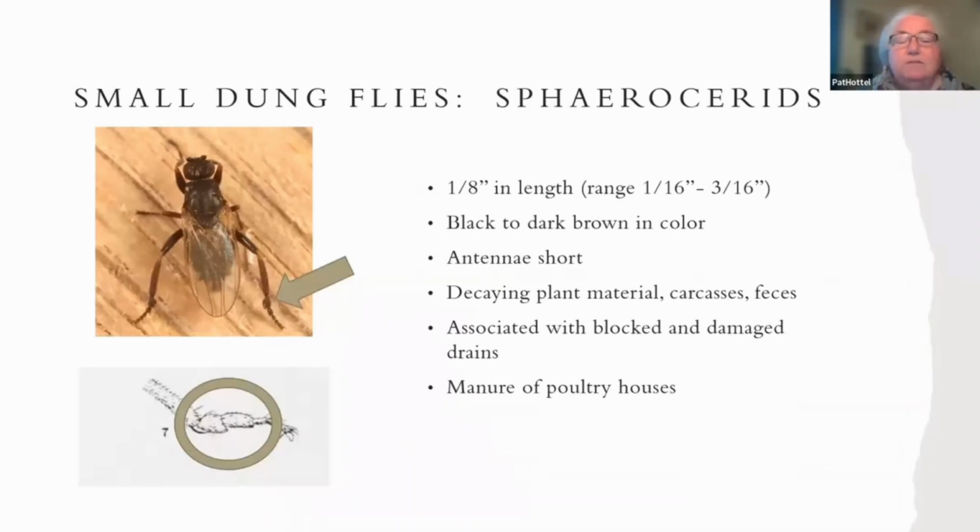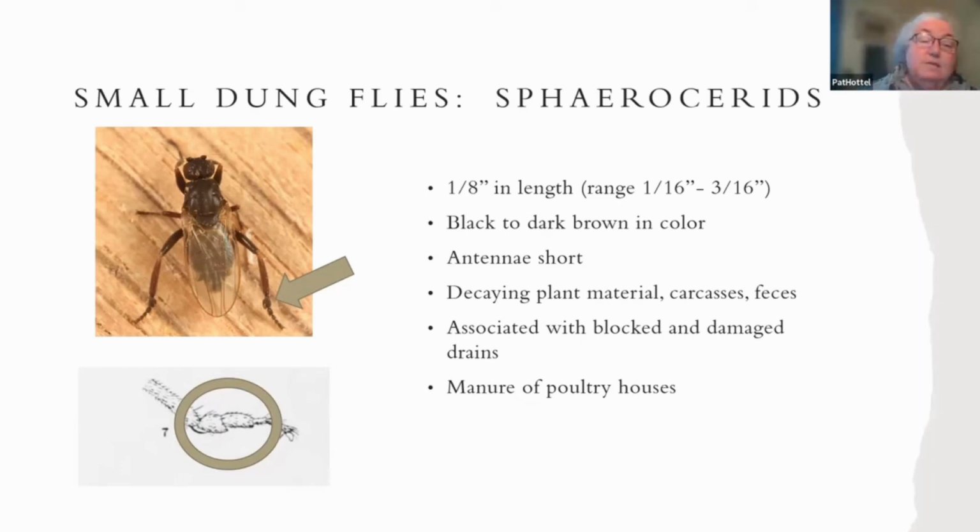All right, small dung flies, sometimes called sphaerocerids. People use that term rather than small dung flies because there are other flies that are called dung flies, right? So it helps differentiate it and be more specific. About 1/8 of an inch in length, very, very common, right? We're talking about all of these small flies being 1/8 of an inch or less. Black to dark brown in color.